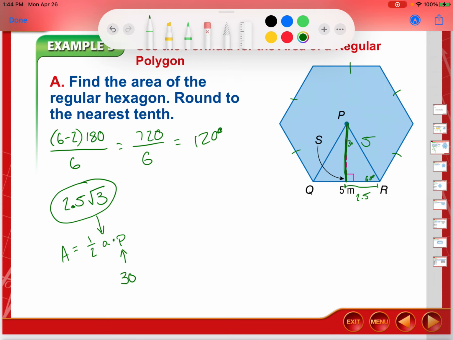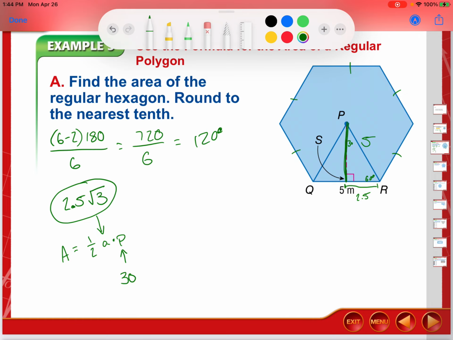Now I can just go about plugging this in my calculator. So I can say 2.5 root 3, and then I'm going to multiply that by 30 and divide that by 2.